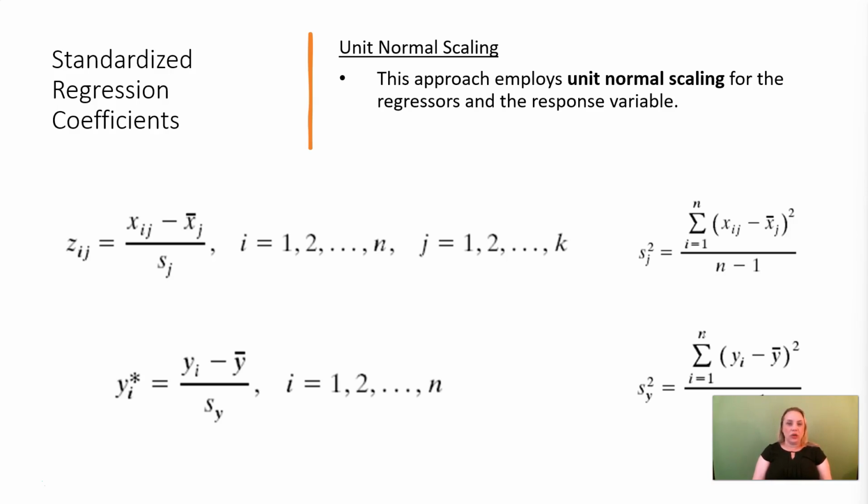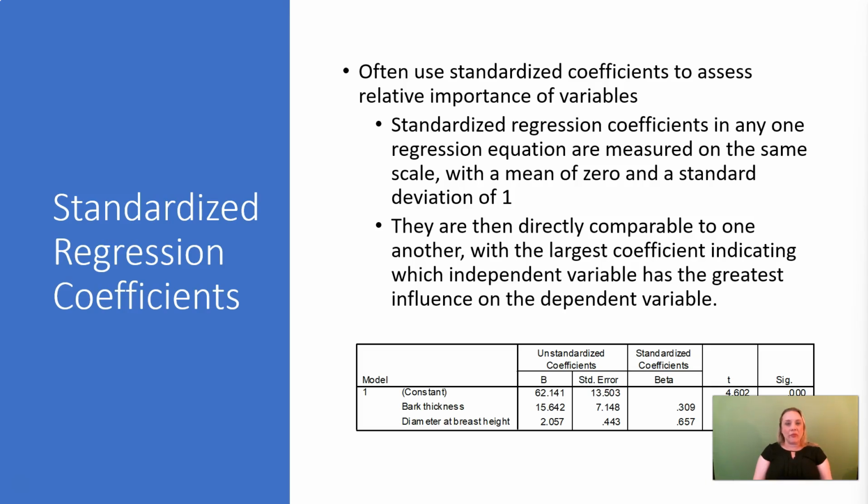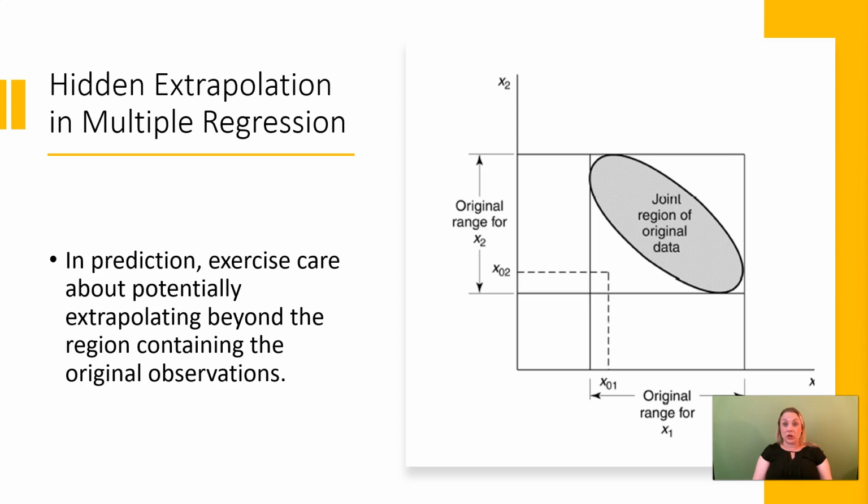Sometimes you use unit normal scaling. Basically what that means is that it's going to scale the points that are being used in your data set. Often we use our standardized coefficients to assess the relative importance of our variables. If we have standardized regression coefficients and all of our regression variables are measured on the same scale, and so we have a mean of 0 and a standard deviation of 1, then we can directly compare them to each other, looking at our largest coefficient indicating which independent variable has the greatest influence on our dependent variable.